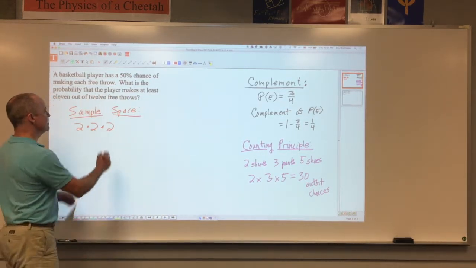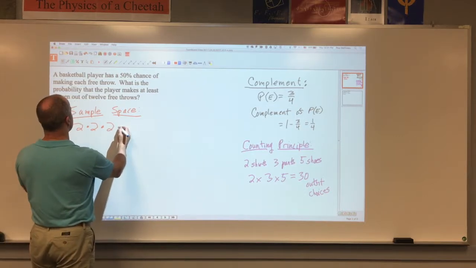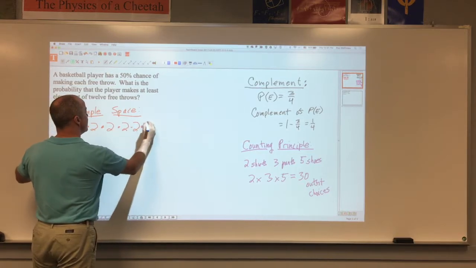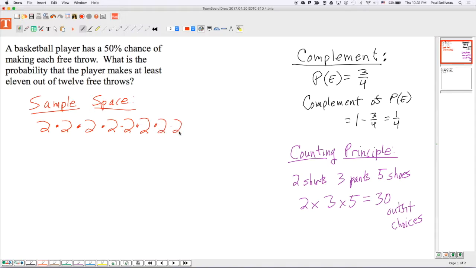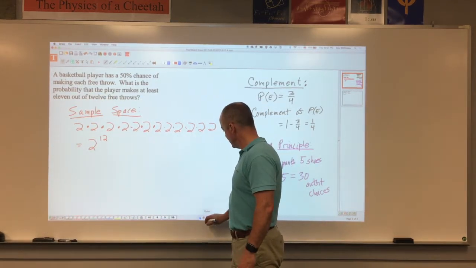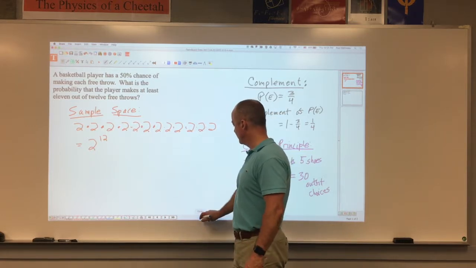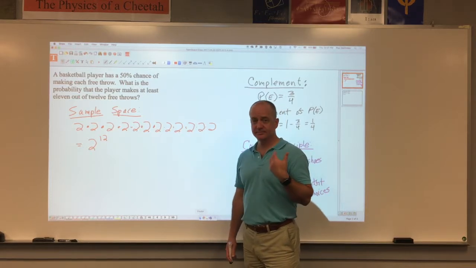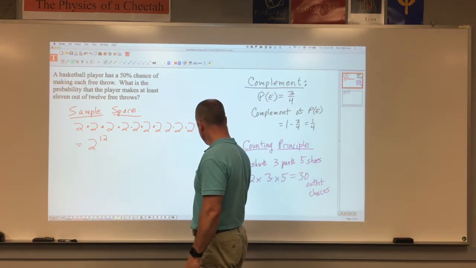And so when you're trying to make 11 out of 12 free throws, you can picture it as if it were 1, 2, 3, 4, 5, 6, 7, 8, 9, 10, 11, 12 choices. There are actually 2 raised to the 12th power ways that this can go, and that is a lot of choices. 2 to the 12th power. So we can have a lot of choices on how that works.